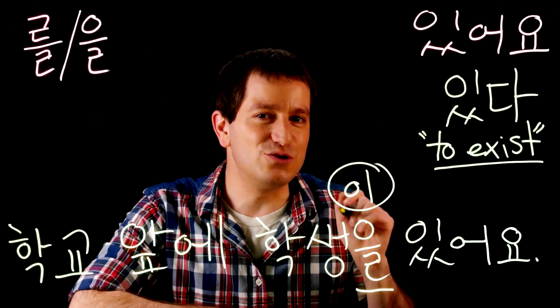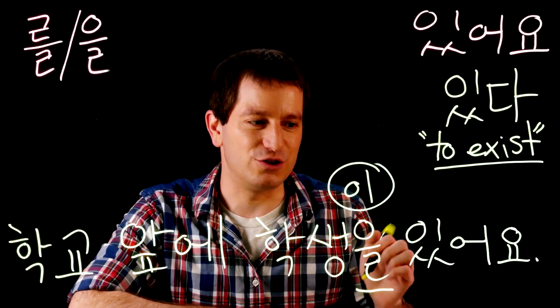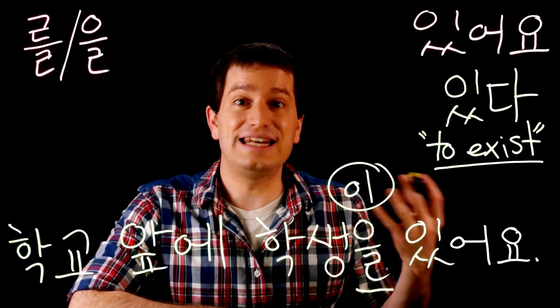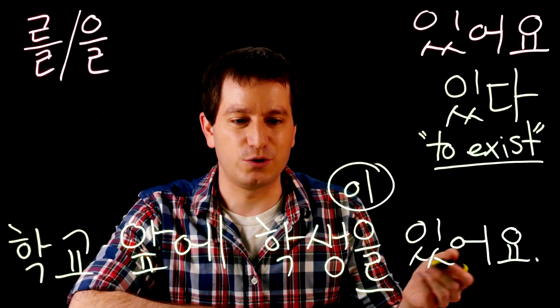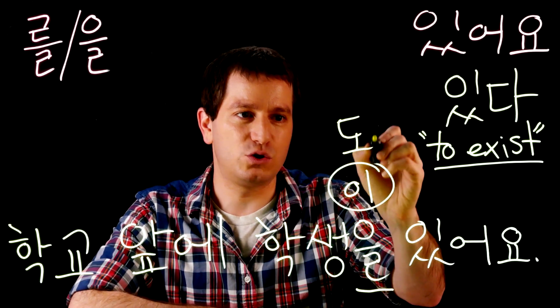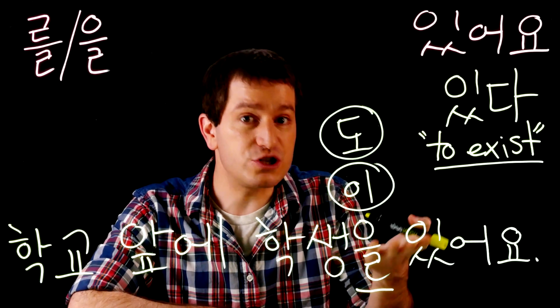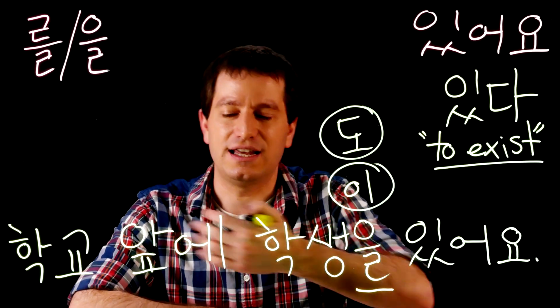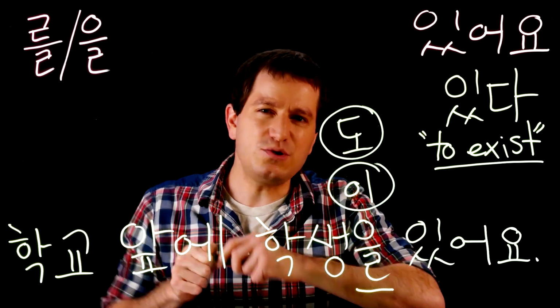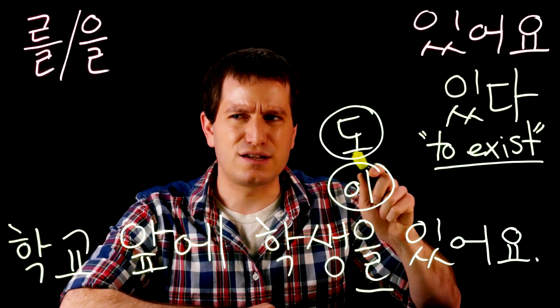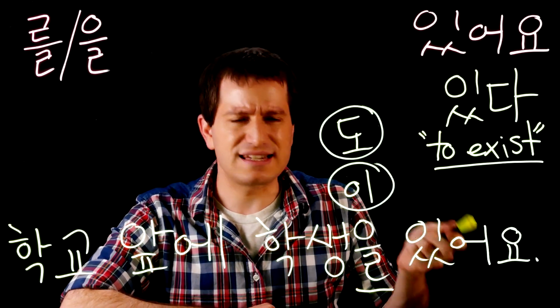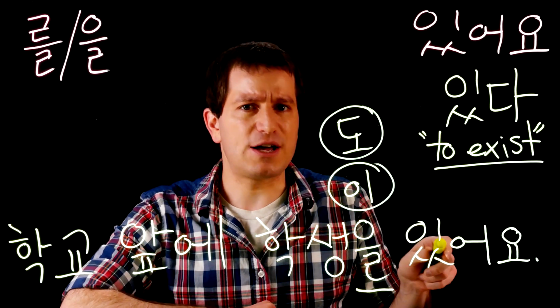Now, I'm not saying that you can only use the subject marker when you're using 있다. You could use any other marker that makes sense. For example, you could say 학생도 있어요. There is also, or even, a student in front of the school, and that's fine too. But using the object marker with 있다 is fundamentally wrong and sounds wrong. So let's talk about that.